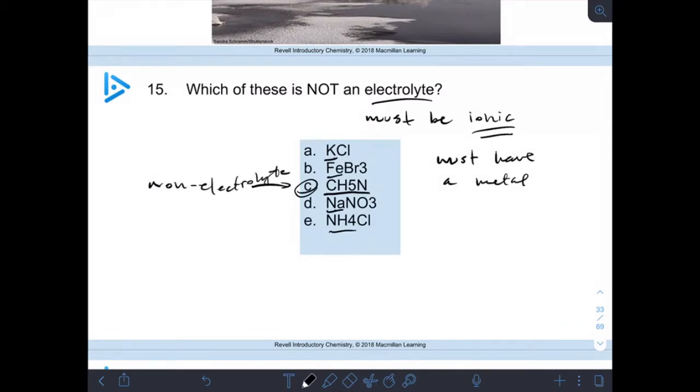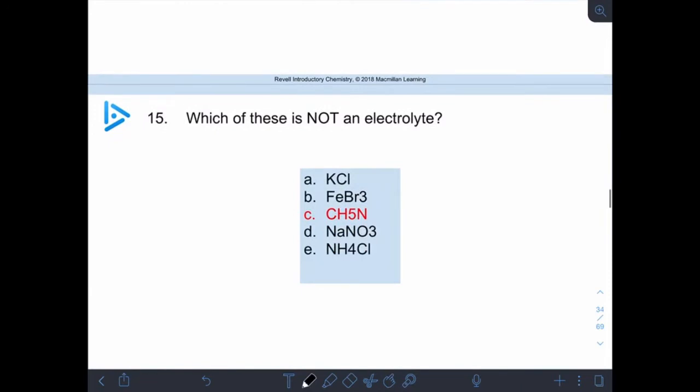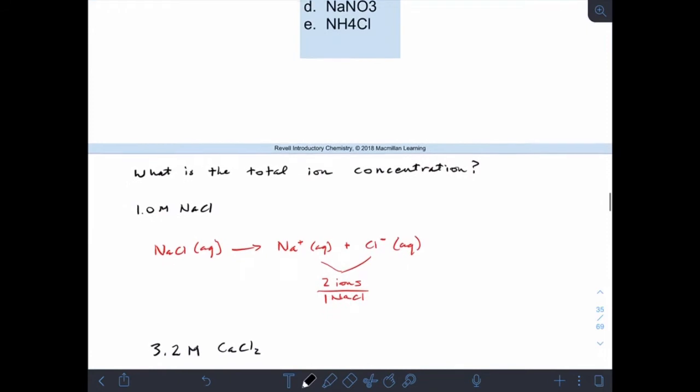Kind of misjudged the length of that word right there. And the red answer tells us we are correct. Yay!